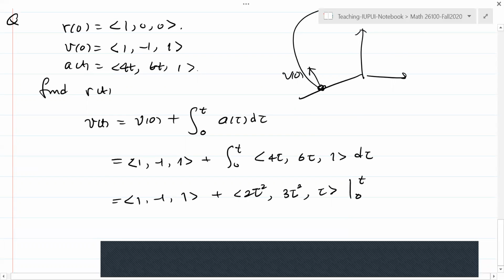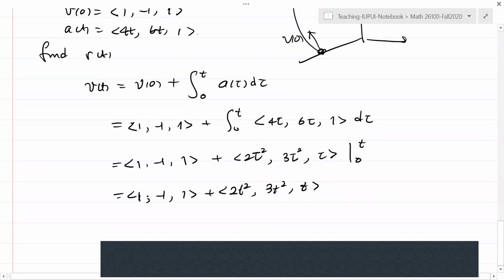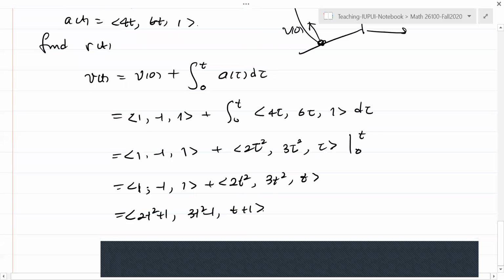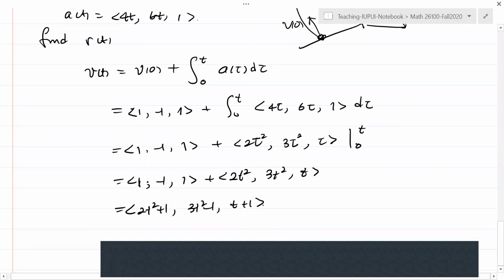So you will get 2t squared, 3t squared, and a t. And when you plug 0 for tau, you get 0. So you can combine them into one. Right, so this is a vector, this is a velocity vector.